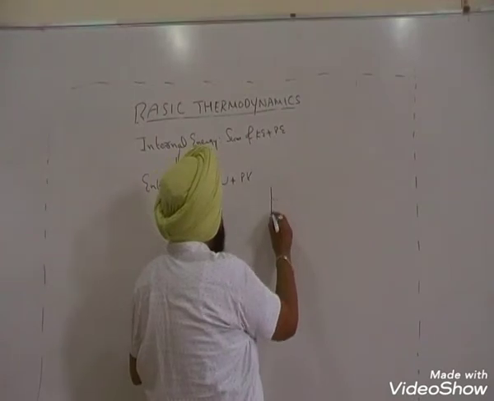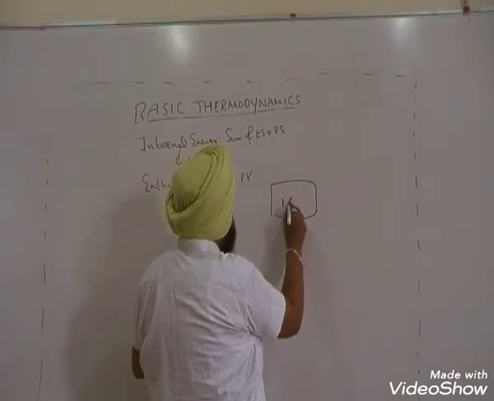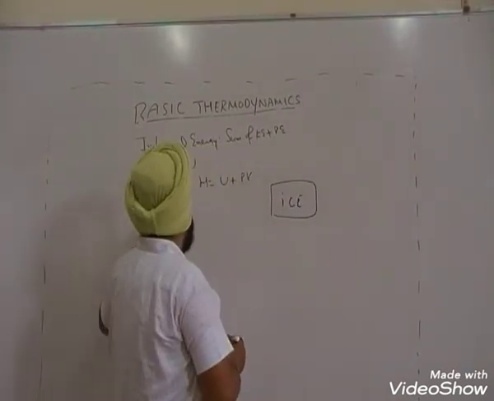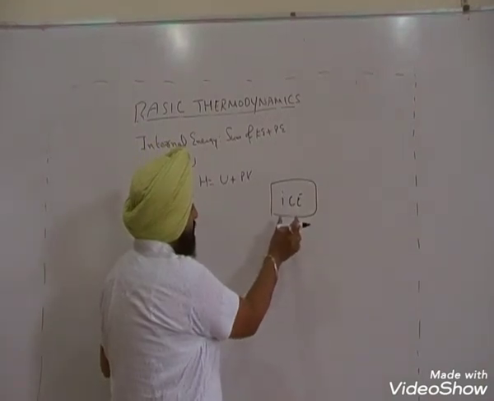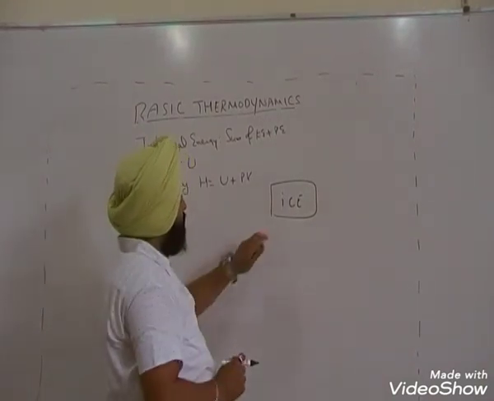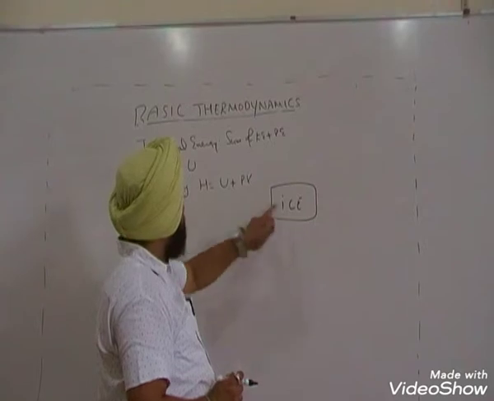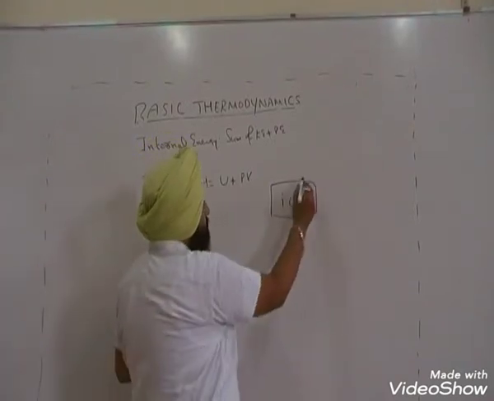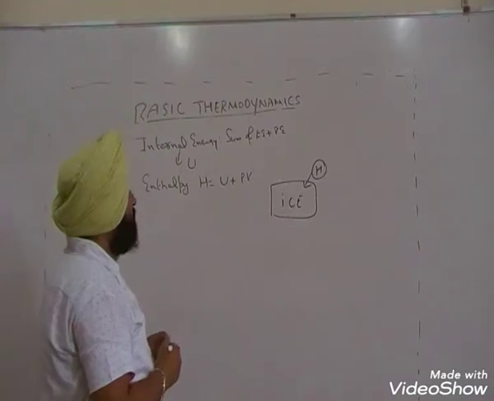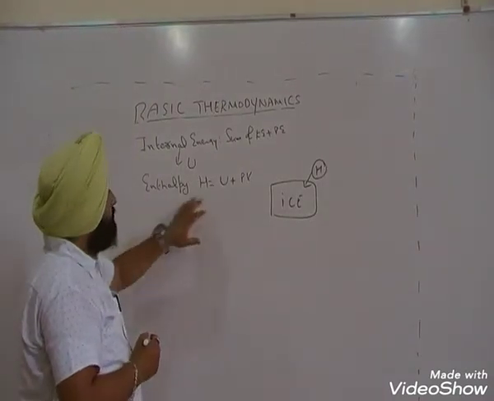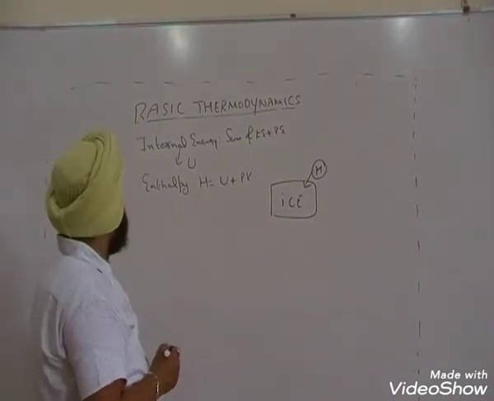Example, an ice is there. So enthalpy tells us how much heat content is there in the thermodynamic system at constant pressure. This is termed as the enthalpy. So it tells us how much heat energy is there in the system.